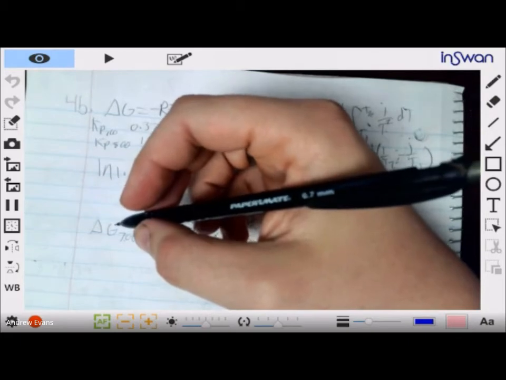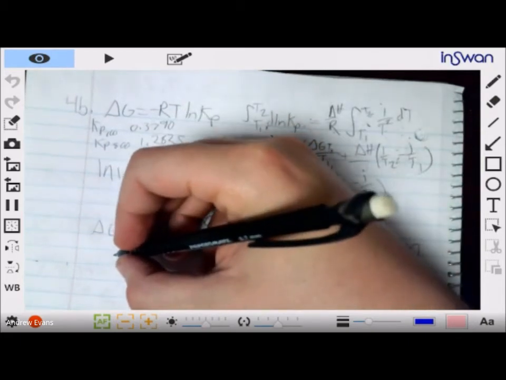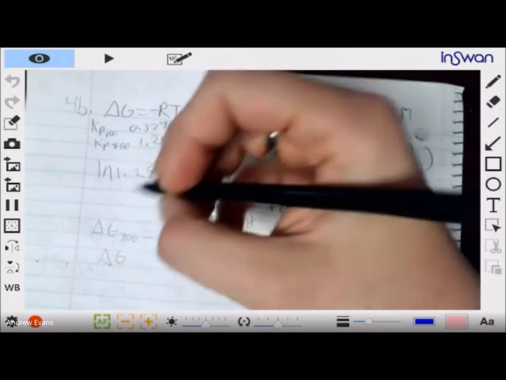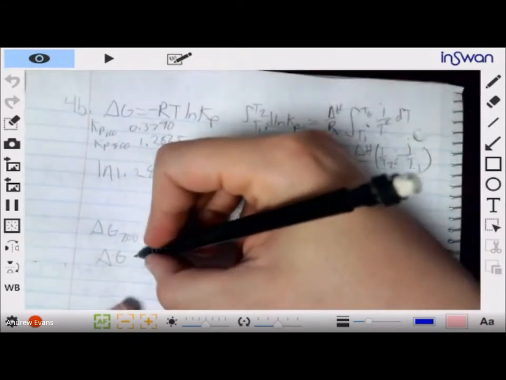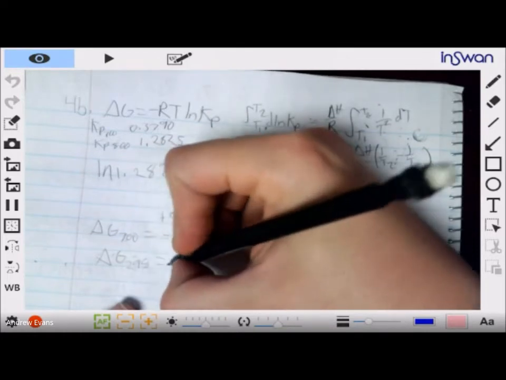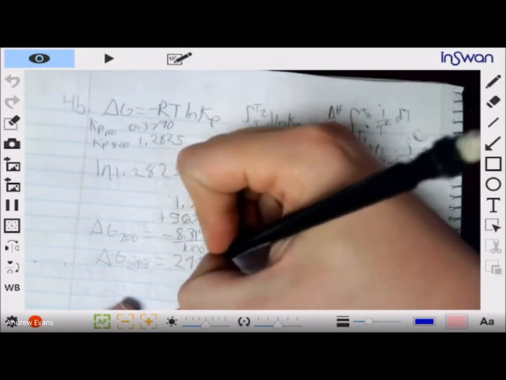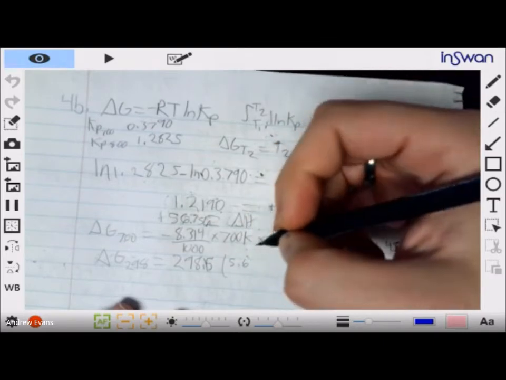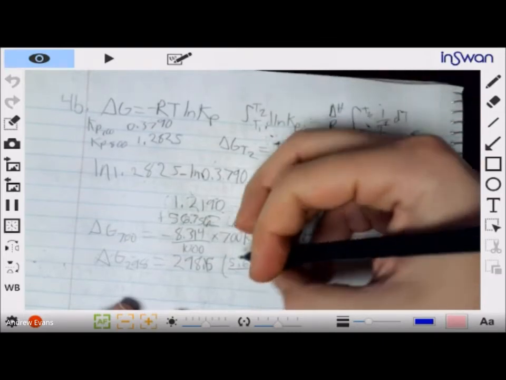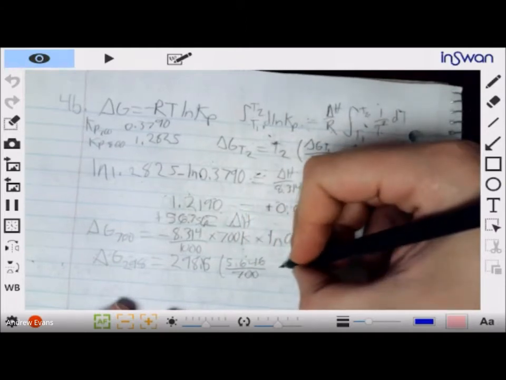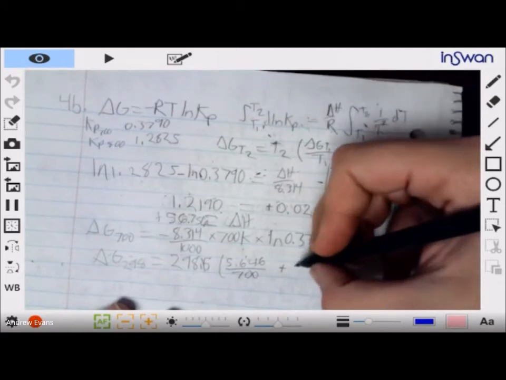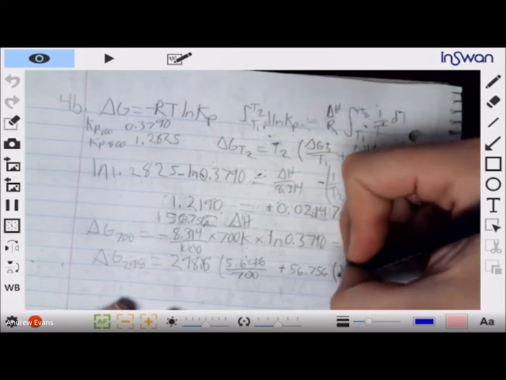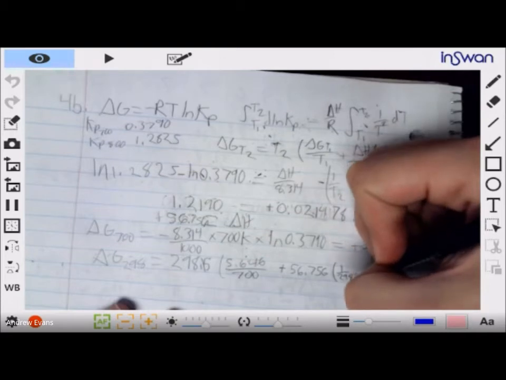Now, using the fact that we have two temperatures, one Gibbs and a delta H, we can say Gibbs at 298 is equal to 298.15 times our 5.646 over 700 plus our, we said our delta H is 56.756. Then 1 over 298.15 minus 1 over 700.